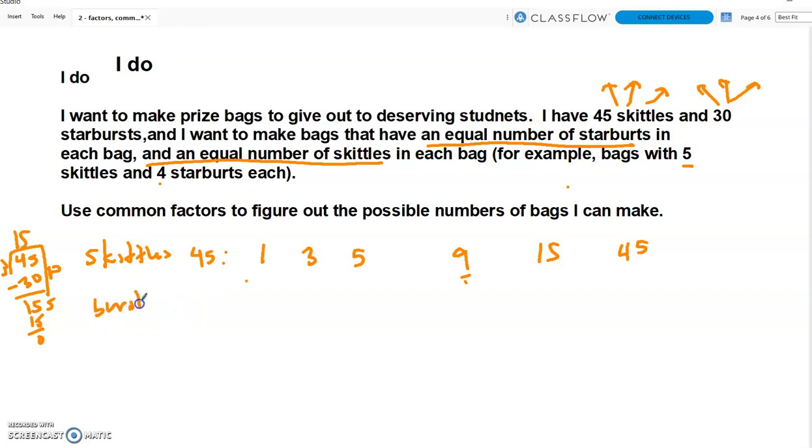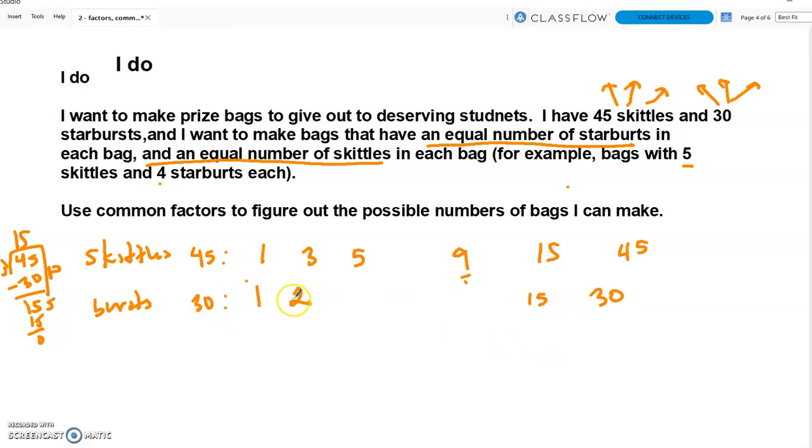What about my Starbursts? I'll just call them bursts. Of those I have 30. So what are my factors of 30? They're going to help me solve this problem because I want to divide them equally. That's what factors are. What can I divide 30 by equally? Well, I can do 1 and 30, obviously, to make 1 bag with 30 Starbursts or 30 bags with 1 Starburst. I can also do 2 times 15.